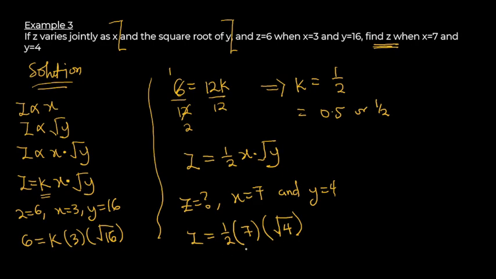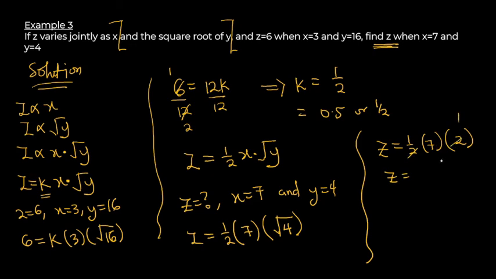So let's do this. It means my Z is equal to half multiplied by 7 multiplied by the root of 4, which is equal to 2. So the 2 here will cancel with the half, giving me 1. So 1 multiplied by 7 multiplied by 1 will still give me the value 7. So it means when my x is 7 and my y is equal to 4, the value of Z is also equal to 7.